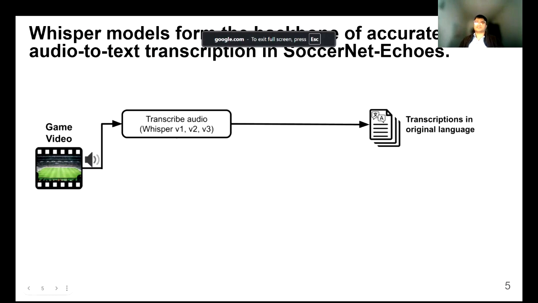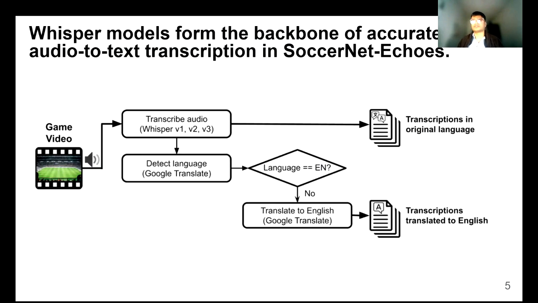So as I mentioned, we have used three different Whisper versions. So it has been three different iterations from the company. It's called Whisper Large V1, Large V2, and Large V3. It's the bigger model. There is also Turbo, but when we did experiments, there were just these three to transcribe the soccer commentaries. And language detection was done through Google Translate.